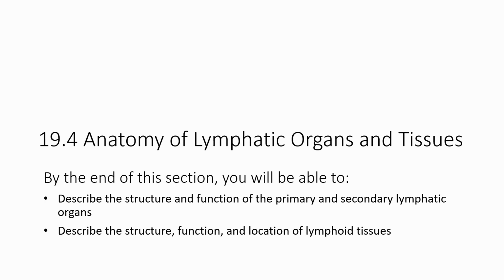Now let's go ahead and move on to lymphatic organs and tissues. For this, we're going to look at the primary and secondary lymphatic organs, and then we'll talk about where we find lymphoid tissues as well. Remember, the lymphoid tissues help with the production of things like lymphocytes, whereas the lymphatic organs will be involved in the production, but they'll also be involved in filtering blood.